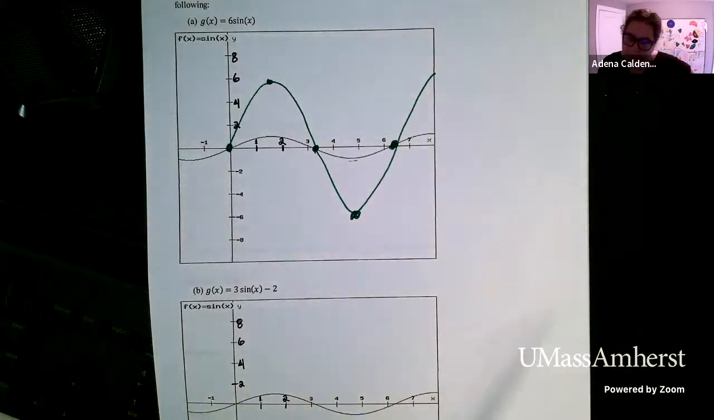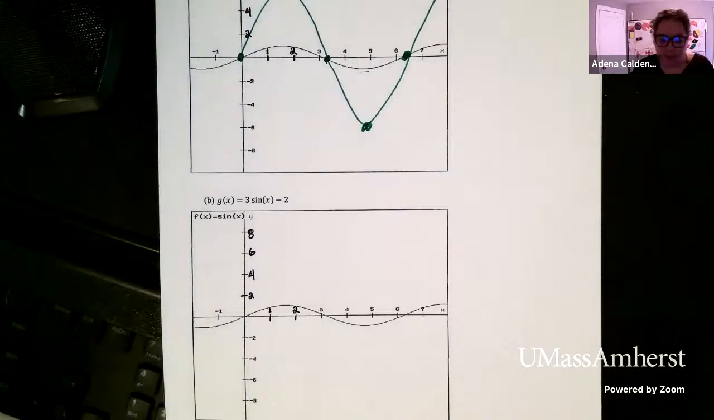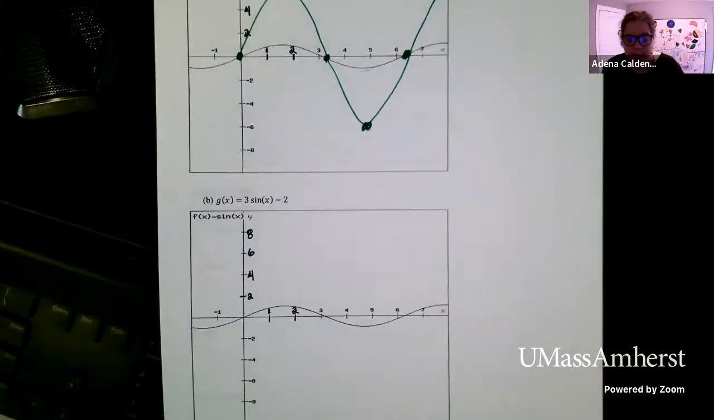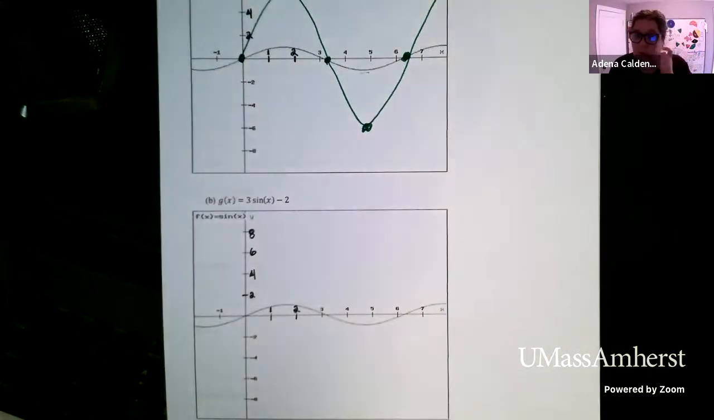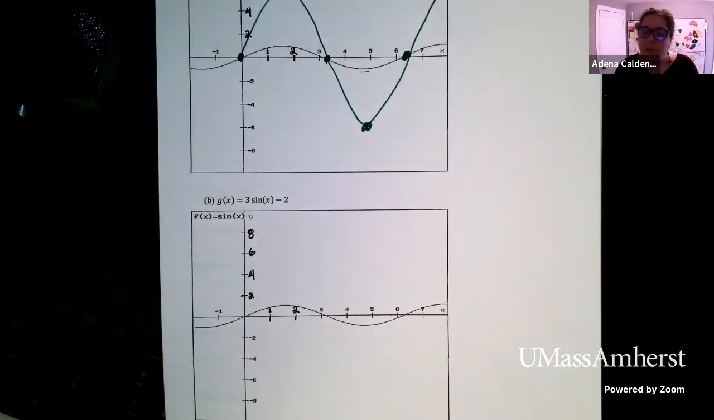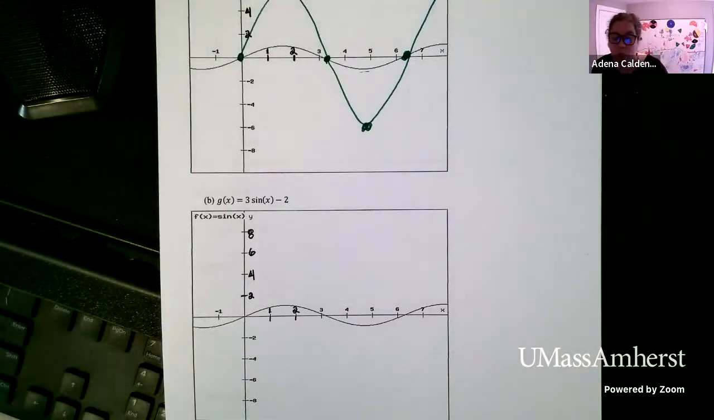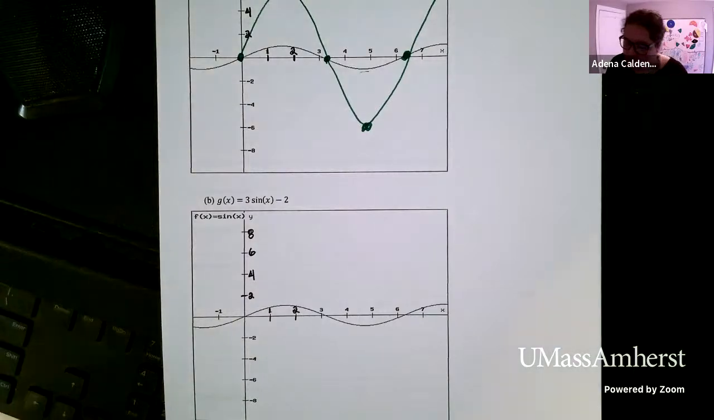So that's what that one's going to look like. What about 3 sine x minus 2? For 3 sine x minus 2, I'm actually going to do this in 2 steps. I'm going to do the 3 sine x first, and once we know what that looks like, we'll consider what 3 sine x minus 2 looks like. So we're going to do 2 steps here.